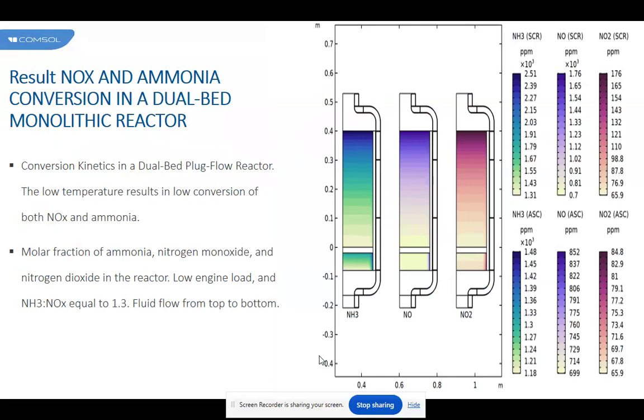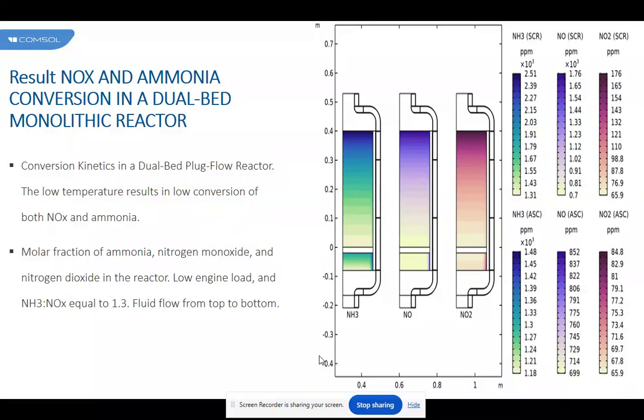For the highest load case, the radial concentration difference is thus lower due to the high temperature. The activity of both beds is high. This results in the lowest ammonia emission among the three cases during oxidation of ammonia in the ASC. The side reaction produces NOx, resulting in a lower NOx conversion than for the intermediate load case. At high engine loads, the ammonia to NOx ratio should probably be lower than for the intermediate load.